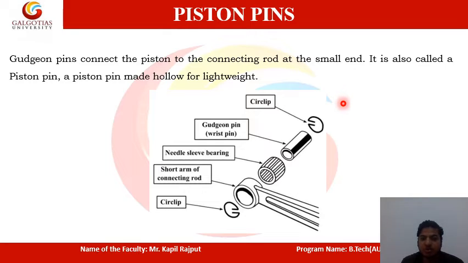A piston pin is made hollow for light weight. You can see the gudgeon pin, or wrist pin. You can see the center is hollow for light weight. With the help of the bearing, the tight grip is there at the short arm of the connecting rod. So this is how it is mounted. You can see, this is nothing but the connecting rod.